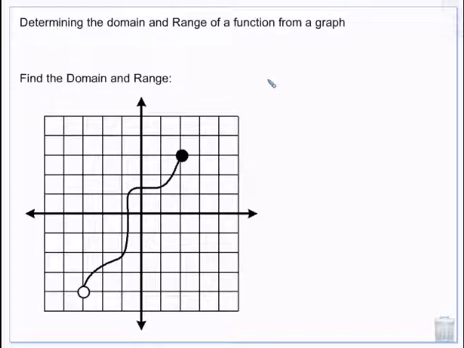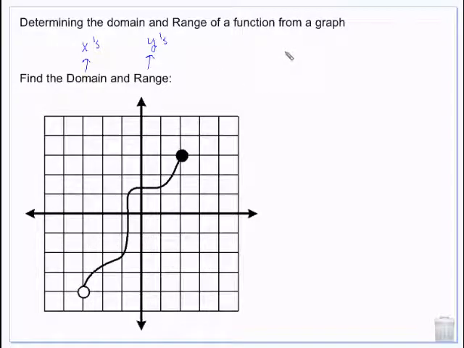We've been talking about determining the domain and the range when I give you a set of ordered pairs or a scenario. Well, now we have the domain and range from a graph. Okay, remembering that the domain is the x's and the range is the y's. Now, we have a piece of a graph here, just a piece of a curve or a piece of a line.